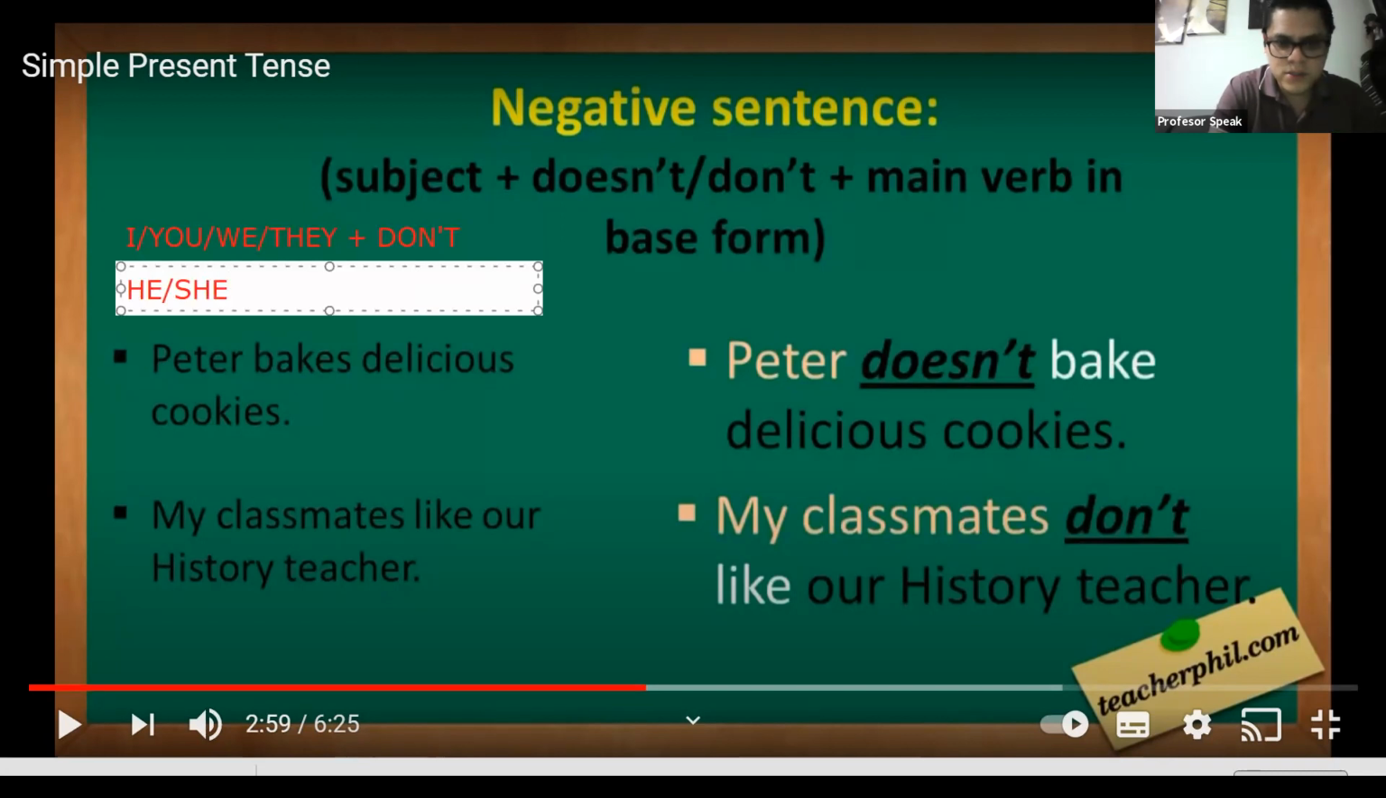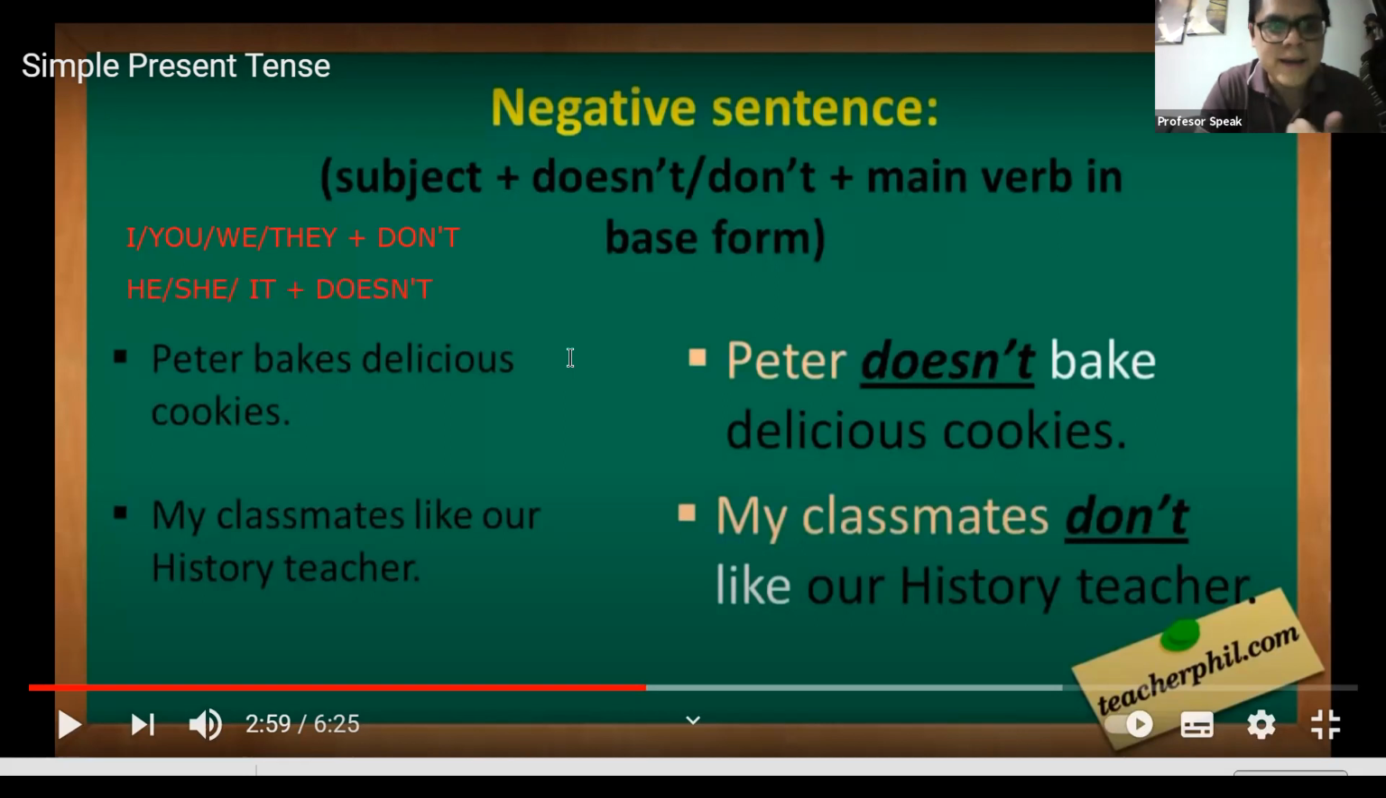He, she, it, plus doesn't. Okay. So repeat after me. He doesn't. He doesn't. He doesn't. Right. He doesn't, she doesn't, it doesn't. And the verb in its base form, okay?